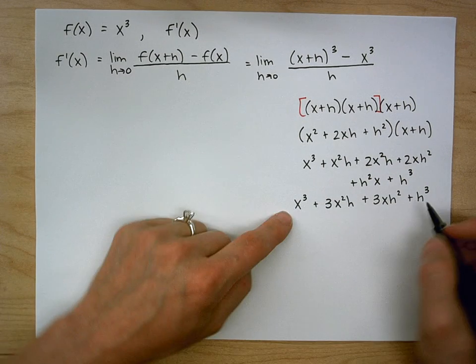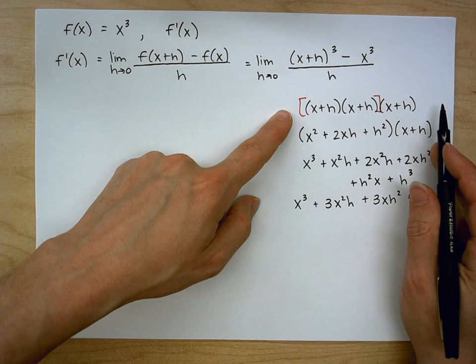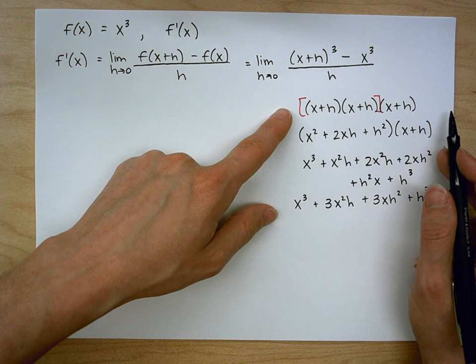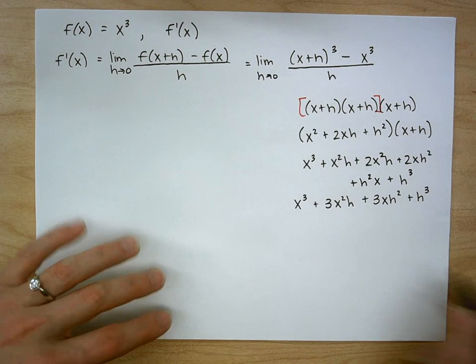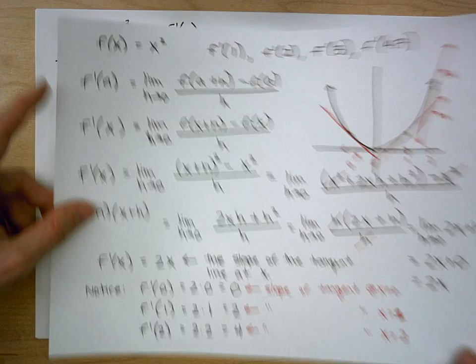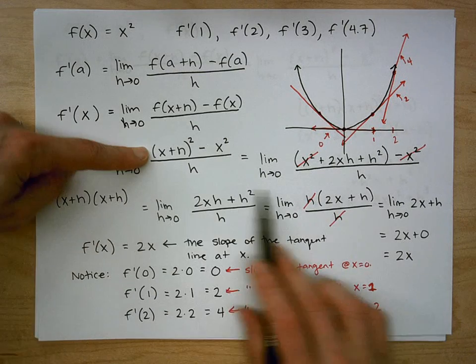Now here's one way I'd like you to think about this. It wasn't too hard to distribute all this, but maybe I wanted to go to a 4th or a 5th power, and maybe we should see if there's a better way of thinking about how we can expand something like this. So one thing I'd like you to notice is, actually let's jump back to the x plus h squared for a second. So from here to here.